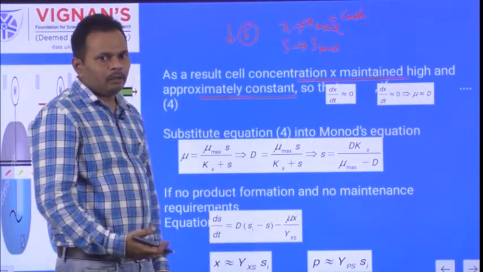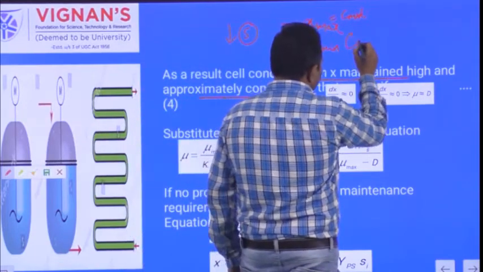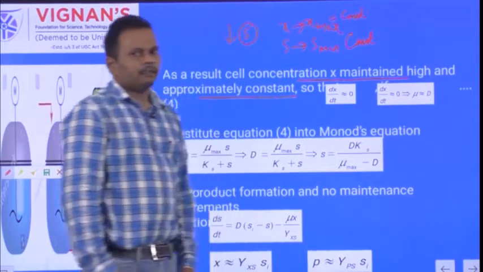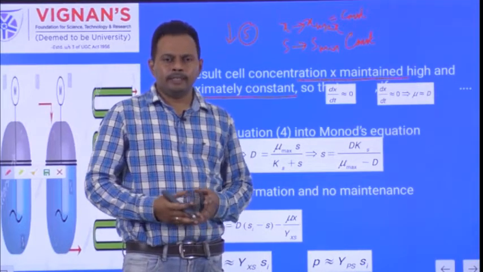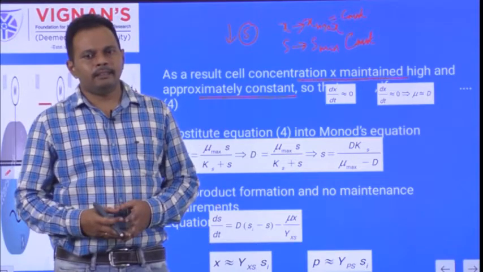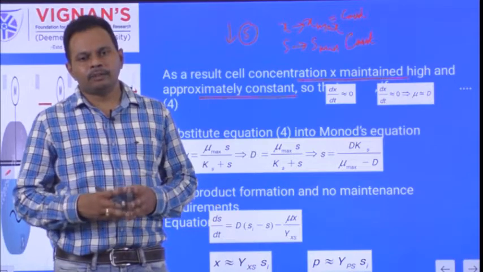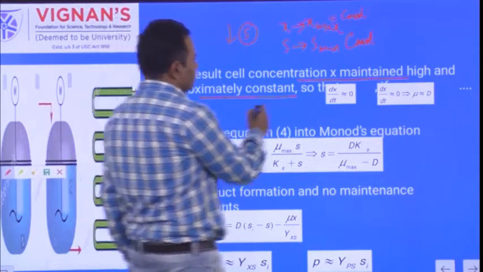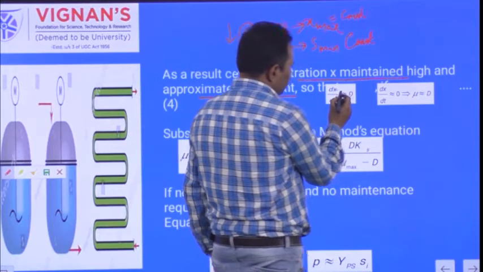Sometimes this may be approximately 0, but here S minimum is also constant. So at high cell density, whatever substrate you send, all of it is consumed by the cells and the cell concentration reaches the maximum value. That maximum may be considered constant. With respect to the substrate, the concentration reaches the minimum value, which is also considered constant.